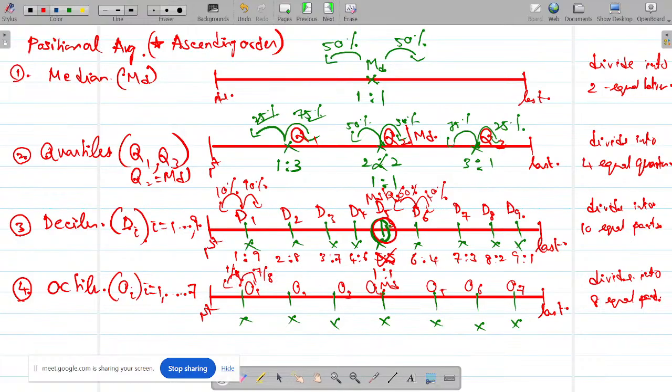You cannot give in percentage. Here will be 1/8 of the part lying to the left hand side, 7/8 of the part lying to the right hand side. So this will be 1:7. This will be 2:7. This will be 3:7. This will be 4:4, which is nothing but 1:1. And this will be 5:3.